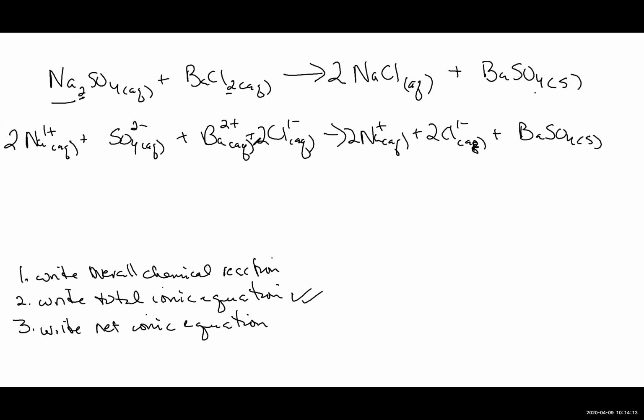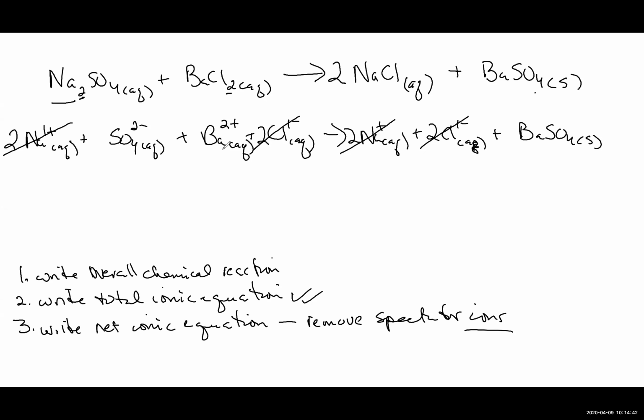It shows everything. If I wanted to write the third thing, my net ionic equation, what would I do? I want to remove the spectator ions. To remove the spectator ions, just look at what things we have on both sides the same. So I have 2 sodium ions on this side, and I have 2 chloride ions on both sides. Those are my spectator ions, so I'm going to remove them to write my net ionic equation.